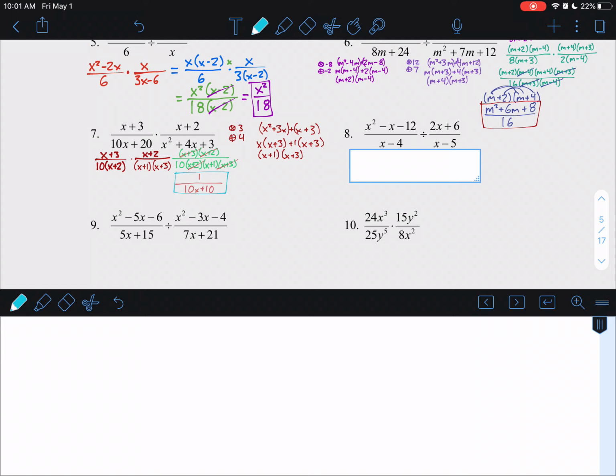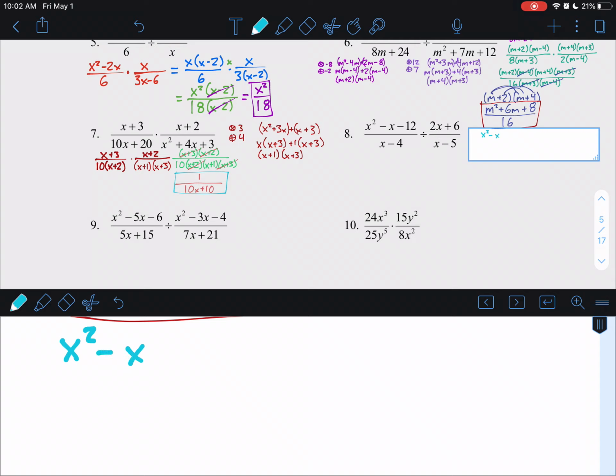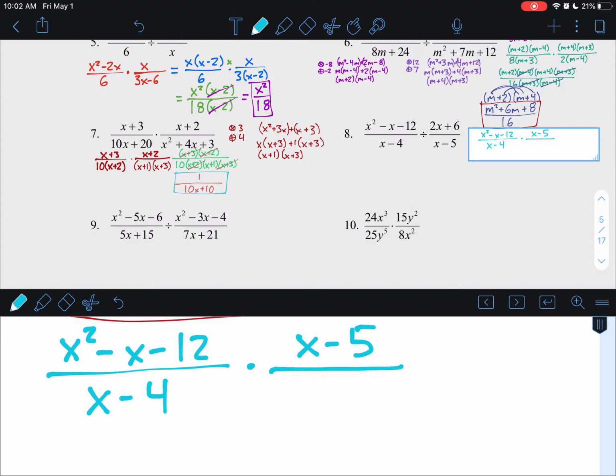Okay. So let's see. This is division. First thing I want to do is keep, change, flip. Keep the first fraction the same, x squared minus x minus 12 over x minus 4. Change the operation from division to multiplication, and then flip the second fraction. You only keep, change, flip with division. So now I kept the first fraction the exact same, changed the sign to multiplication, and flipped the second fraction.